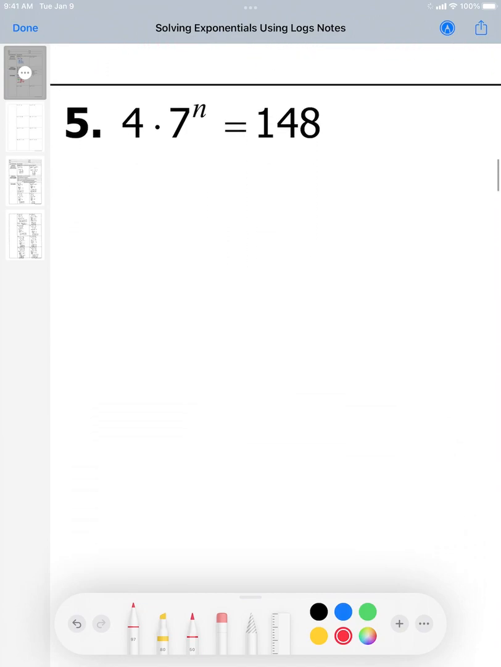Okay, let's try another one. So let's try number 5. In order to change this exponential to a log, you have to get it in its simplest exponential form. This is not in the simplest exponential form. I have an extra 4 right here. To get rid of this 4, this 4 is being multiplied. To get rid of it, you have to do the opposite, divide. Since it was being multiplied, the opposite is division. That way we can cancel the 4 in the front.